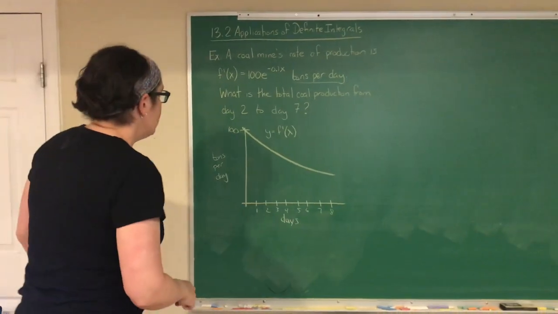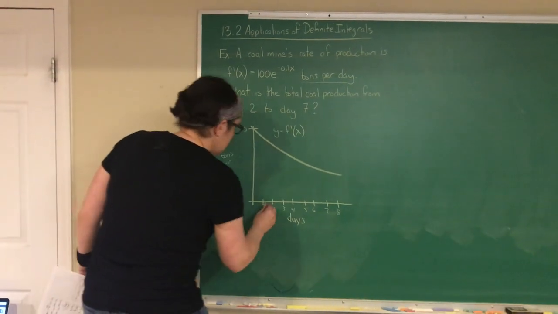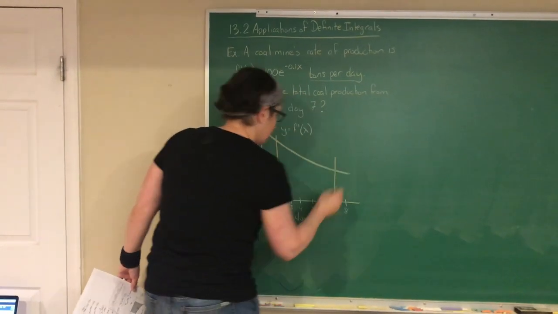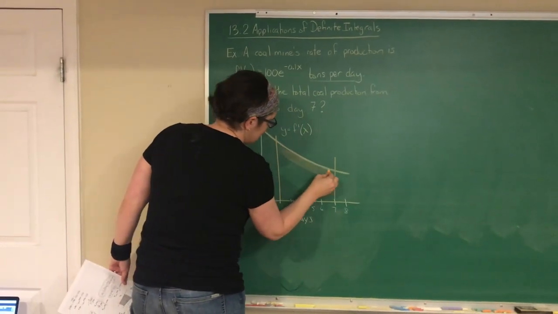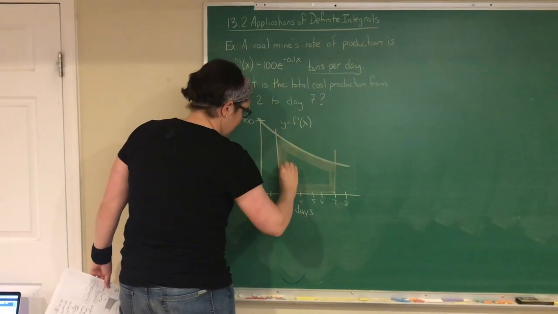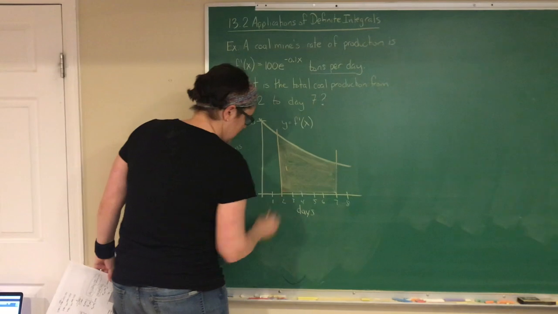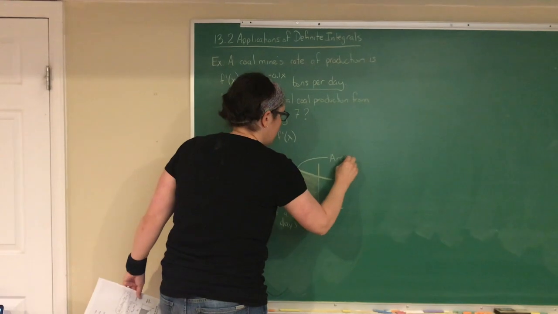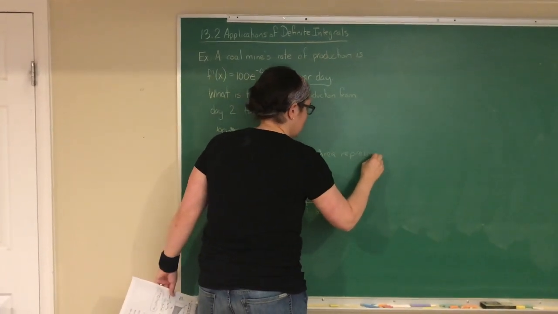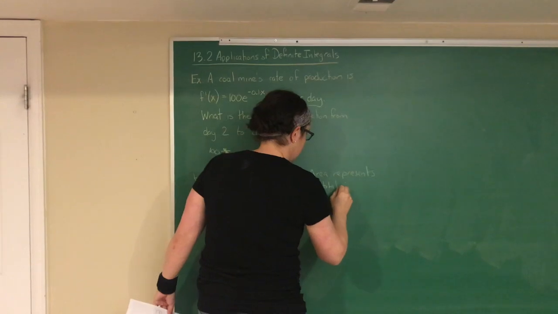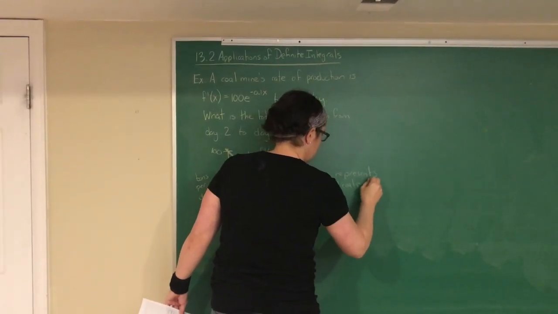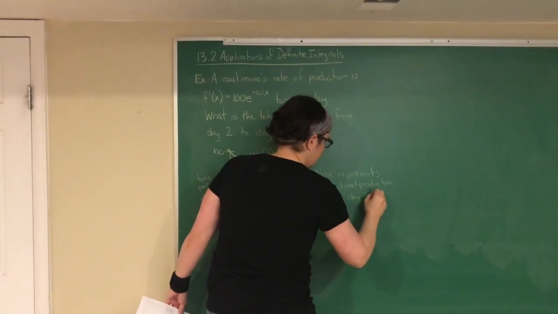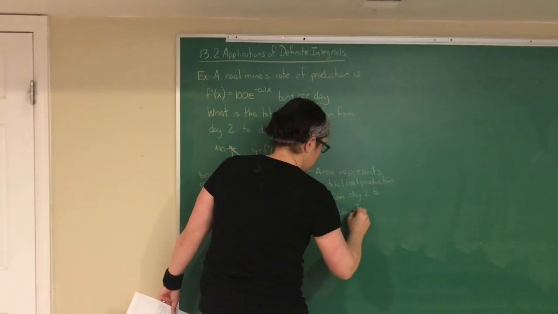And we want to know the total coal production from day 2 to day 7. So I'm going to mark day 2, draw a vertical line, day 7, draw a vertical line, and we would like to find this area under our function between day 2 and day 7. And that area represents the total coal production from day 2 to day 7.